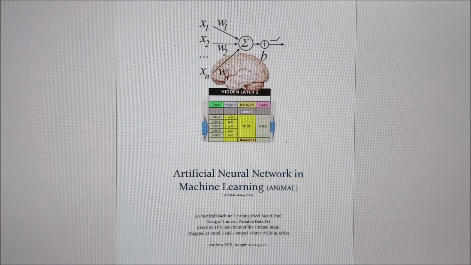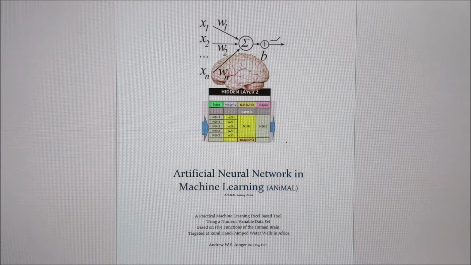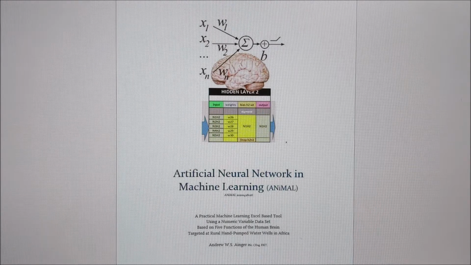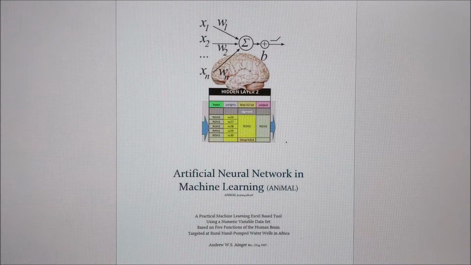Well, hello and welcome to this talk on artificial neural networks in machine learning, or ANIMAL for short. This talk is split into two sections. Firstly, the rationale of what we did and why we did it. And then we move along from a documentation study into the ANIMAL, which is an Excel-based neural network consisting of 10 neurons.